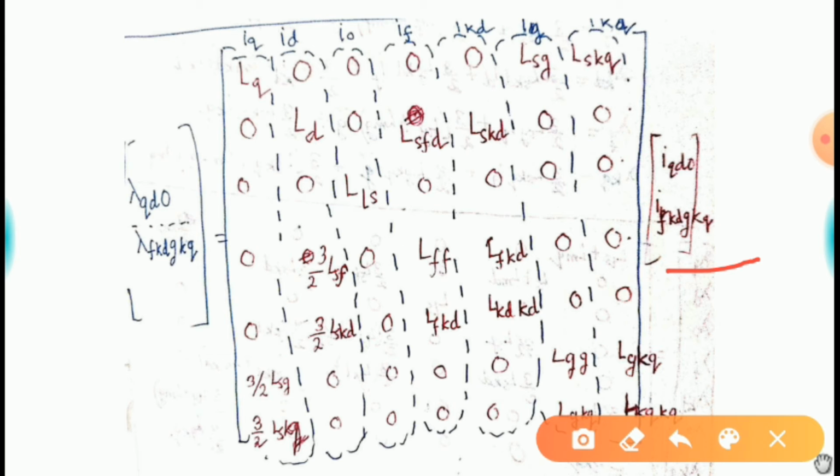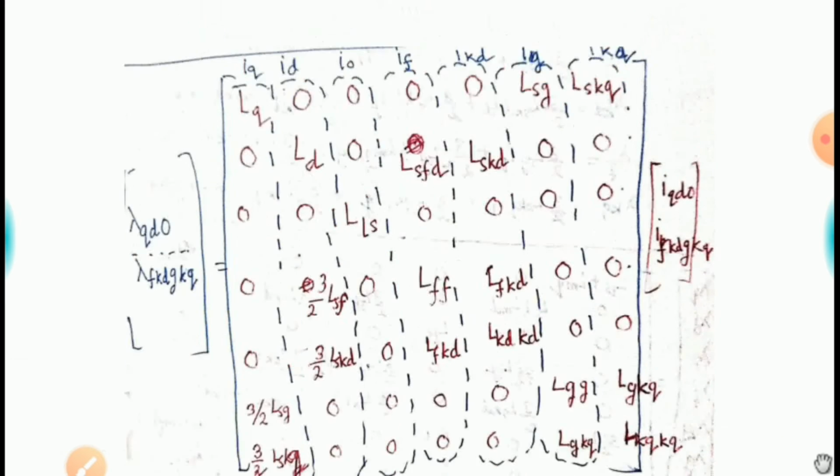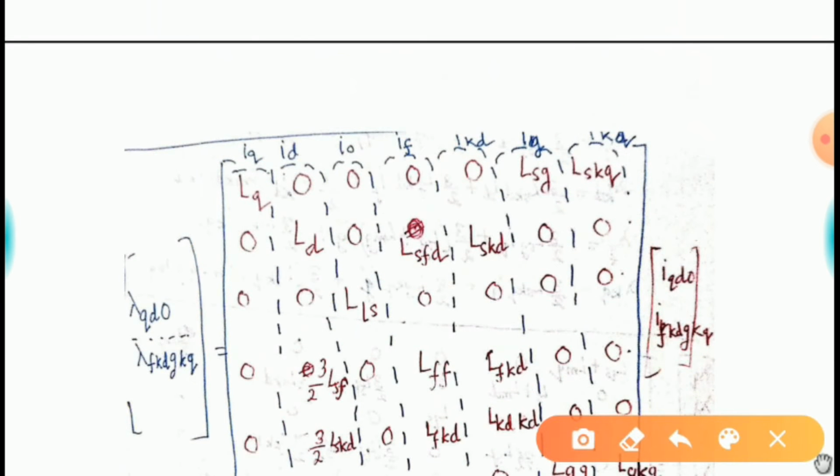Similarly, in your LD, when you are talking about lambda D, the D axis flux linkage, you will have LD ID plus LSFD, LSKD. So one thing you must find out, which is very interesting to note, is whether the matrix is symmetrical or not. Here, this element is LSG.